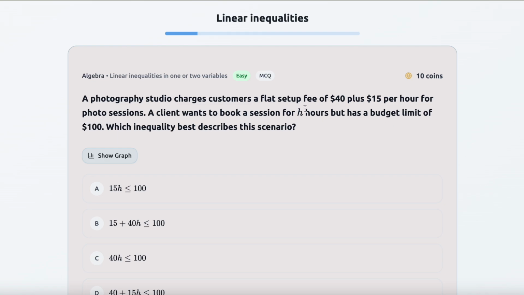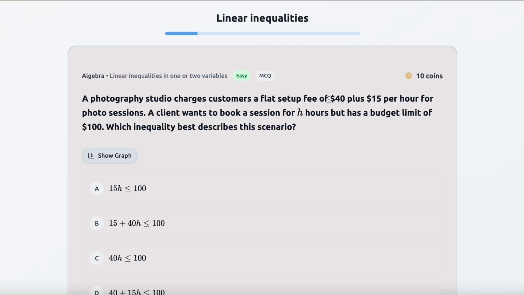So we can see that the flat startup fee is $40, right? That's not going to change no matter how many hours the client books. So that's sort of like our initial or starting amount. If we think about writing a linear equation from this, in the form y equals mx plus b, our flat startup fee, our initial amount, would be our y-intercept, and $15 per hour. So every hour more that we book, the cost increases by $15. So that would be our slope, right?